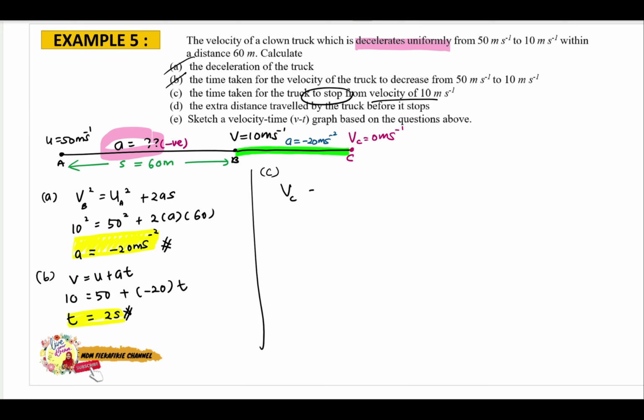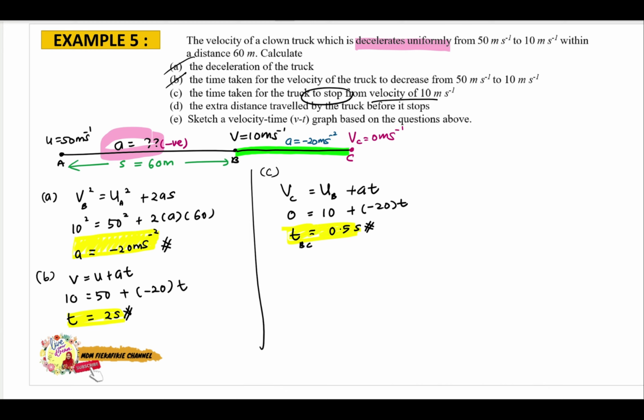Kita nak kira T kan. So, VC equal to U, sebab kita kira mula daripada point B. So, UB lah. Okay. Plus AT. Acceleration dia sama. Okay. Decelerate uniformly daripada point A ke point B and then ke point C. So, VC, the stop. And then UB, 10 meter per second plus deceleration is negative 20 T. Therefore, T is equal to, this is time taken from B to C, which is 0.5 seconds. Okay, so finish that one.